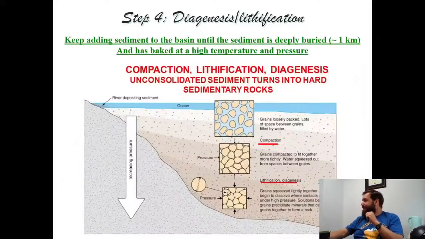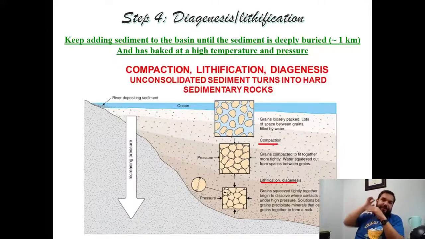Okay. Now, the final thing you have here is step 4. The last step is something called diagenesis, also known as lithification. So what is diagenesis? Diagenesis is a series of processes that turn sediment into sedimentary rocks. Okay? What are some of those processes? Because I just kind of said vaguely processes, things that turn the sediment into a sedimentary rock.